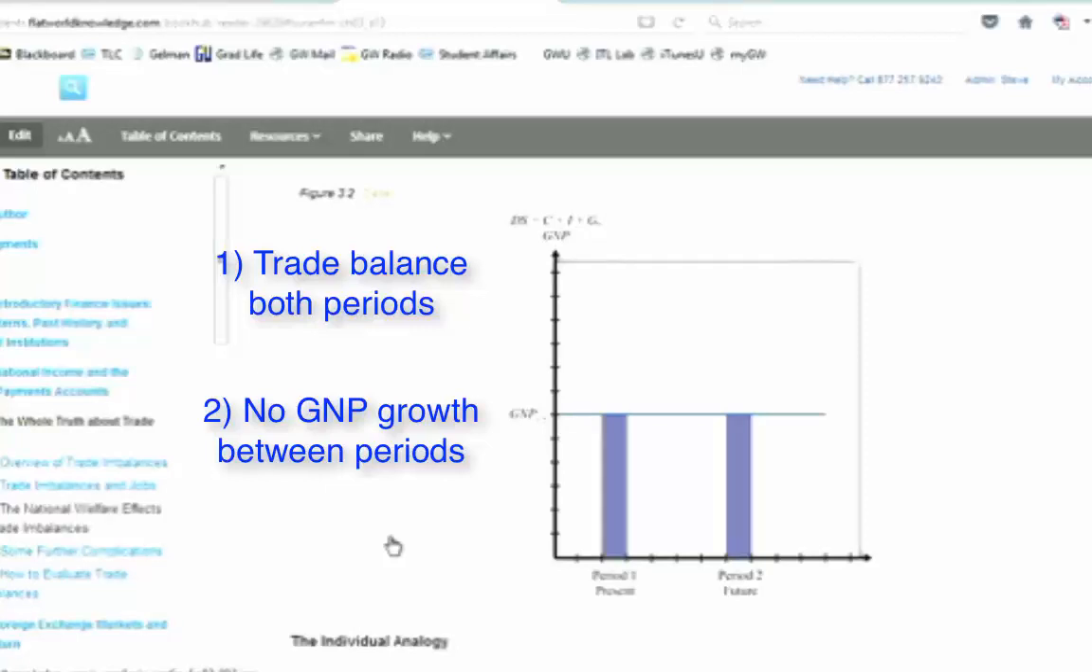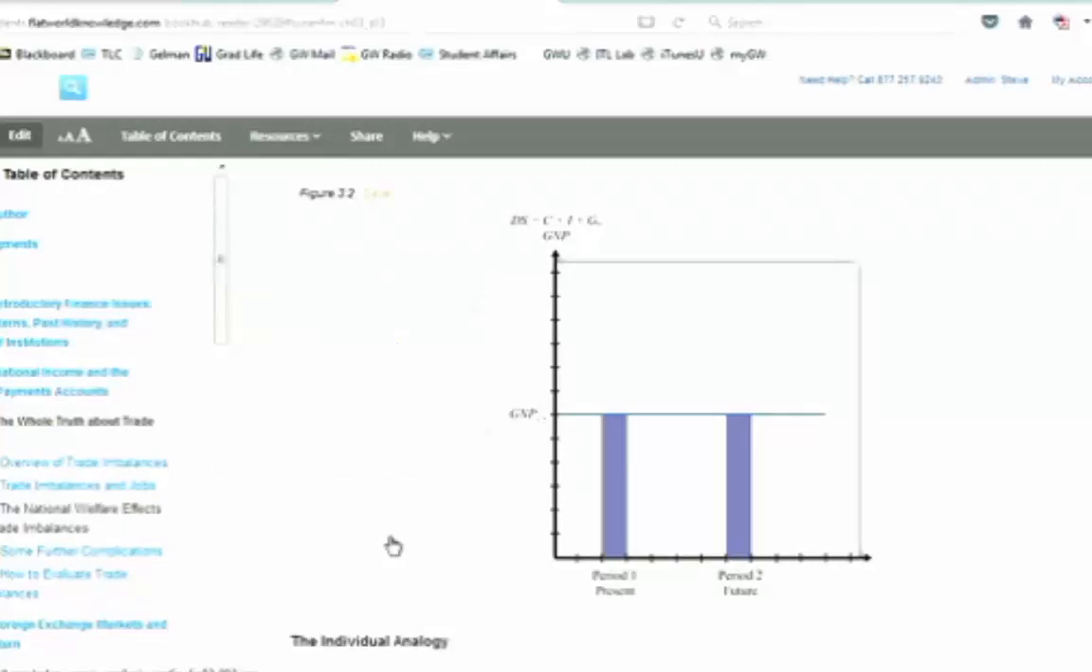If the population stays the same, per capita income stays exactly the same, nothing changes. Nothing interesting happens. Okay, but that's based on those two assumptions. Now let's change the assumptions. In particular, let's change the first assumption about trade imbalances.